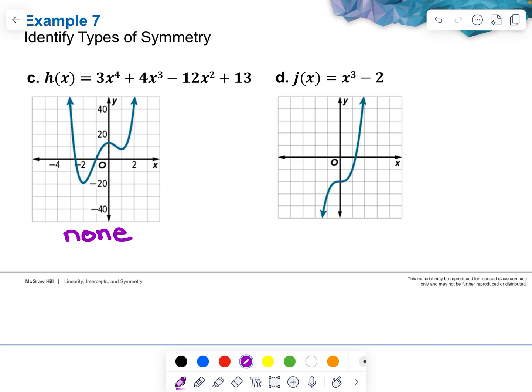And D. I think D could be tricky because it somewhat looks like it would have no symmetry. But what if I extended this graph, because it does extend, just so those are about the same length. A vertical line does not mirror, so it is not line symmetry. However, if I rotated around this point 180 degrees, I would get the same graph. So this one is point symmetry.